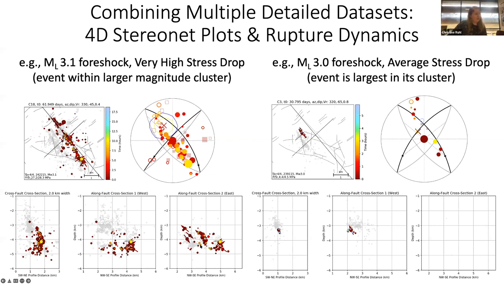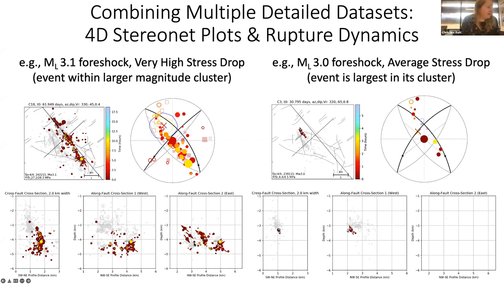And in this along-fault cross section, what I'm trying to show is that this event is rupturing in that direction. If you followed this in a movie, which I don't have time to show, you can see that the ruptures make a sort of figure eight around these patches, these seismicity voids.